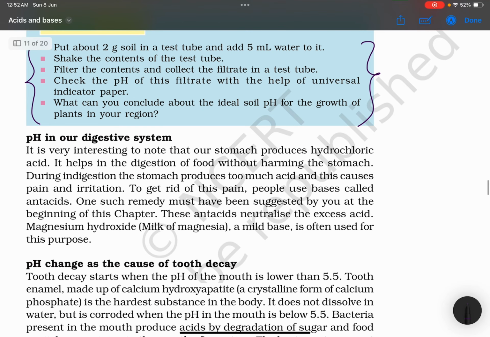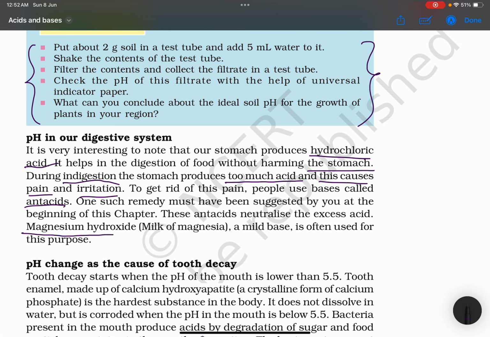pH in our digestive system. It is very interesting to note that our stomach produces hydrochloric acid. It helps in digestion of the food without harming the stomach. During indigestion, the stomach produces too much acid, and this causes pain and irritation. To get rid of this pain, people use bases called antacids. One such remedy must have been suggested by you at the beginning of this chapter. These antacids neutralize the excess of acid.